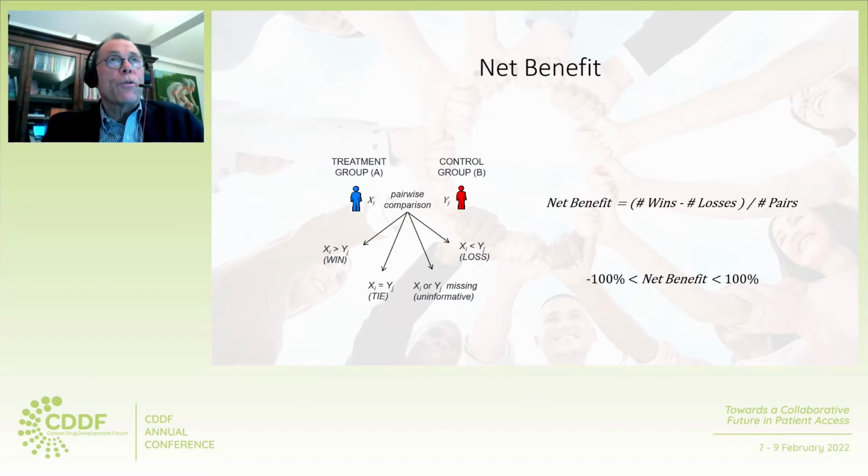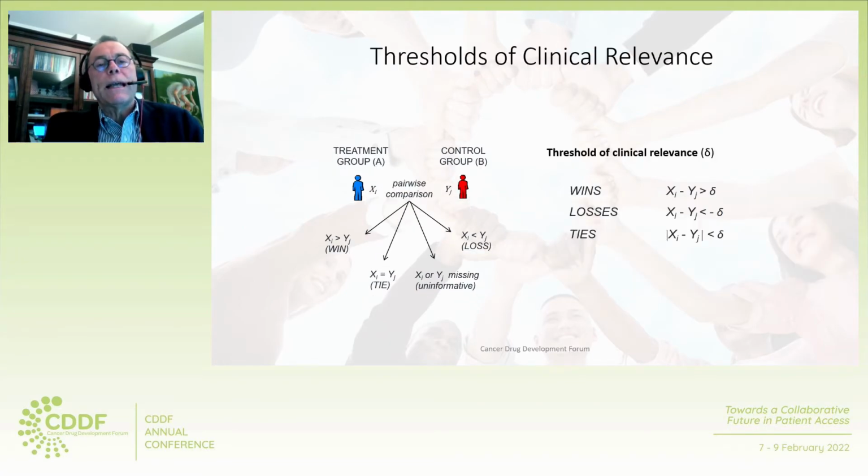Now, in practice, of course, the net benefit is never plus or minus 100%. It's something around 0, but sometimes it diverges from 0 if the treatment has an effect in a way that is interesting, both statistically and clinically.